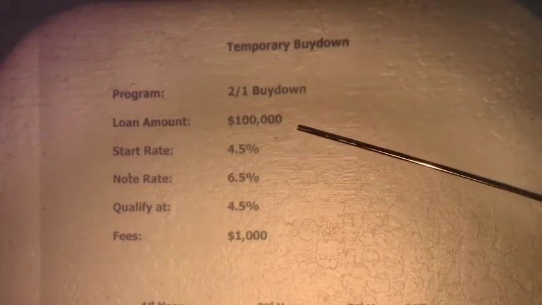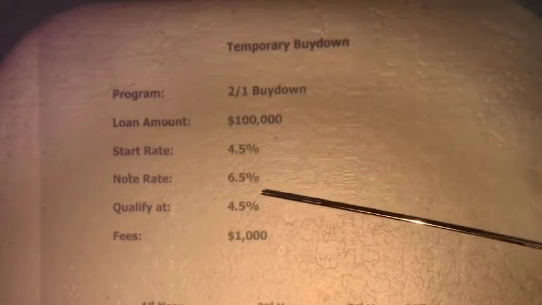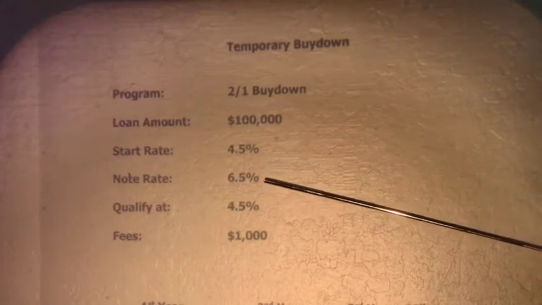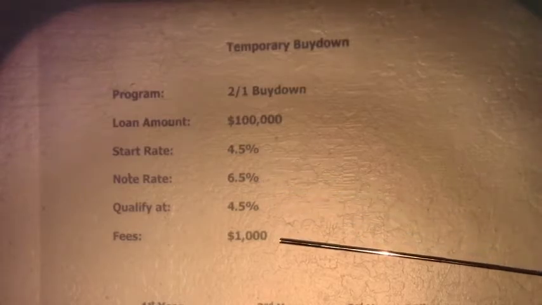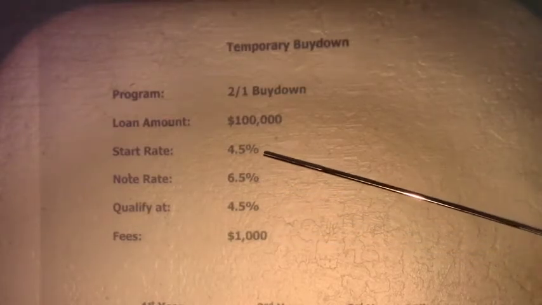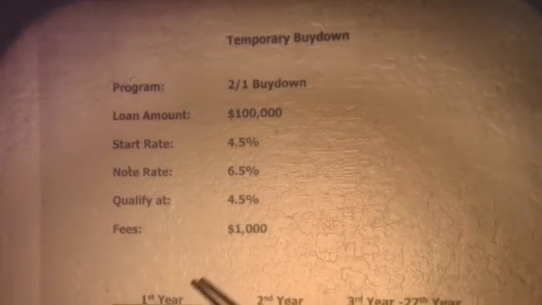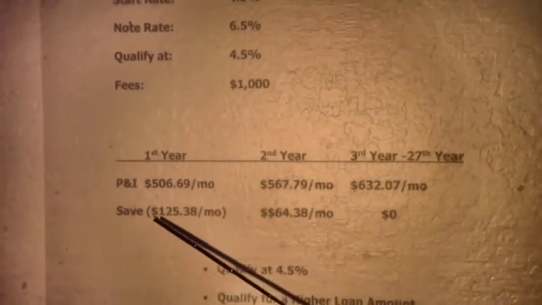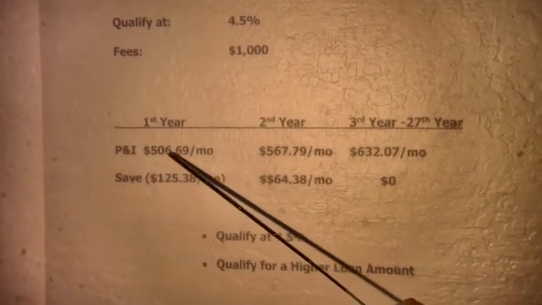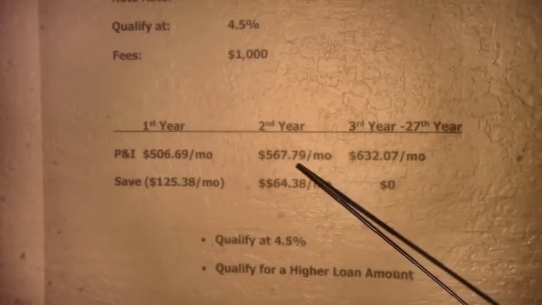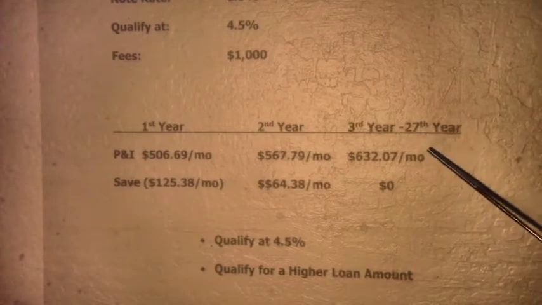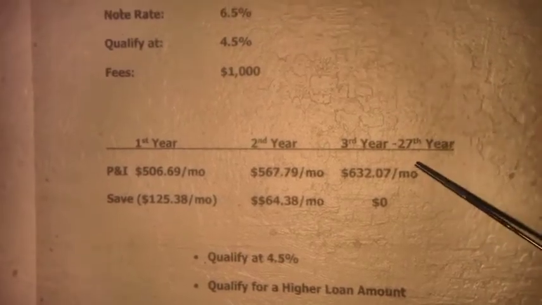The loan amount's $100,000. The note rate, the real rate, is 6.5. Okay? The fee is about $1,000 now. It's not that much. But you start off at 4.5%. So here's how it works. The first year, you are at 4.5. Second year, 5.5. And the third year thereafter is the 6.5 note rate.